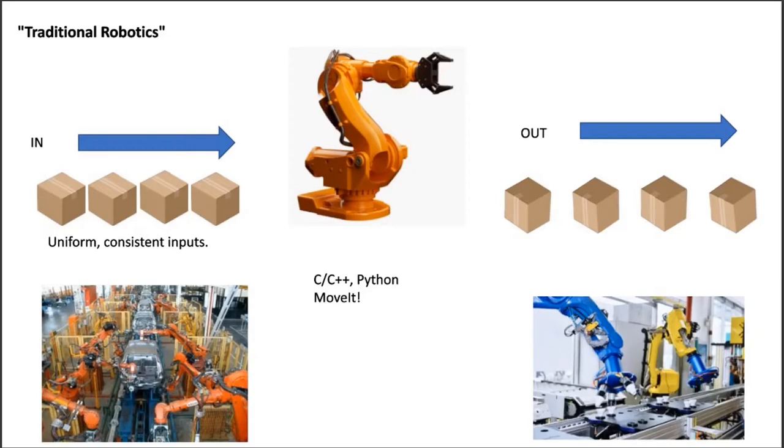Notice in the picture on the bottom left, the car bodies are coming in at regular intervals. They're regular distances apart and carefully timed. And the same goes with the picture on the bottom right. You have to take great pains to set up the environment so that it is very consistent and very expected, right, for these robots to do their job effectively.